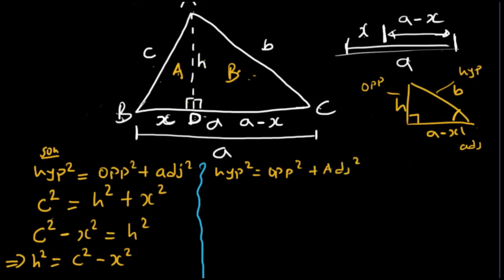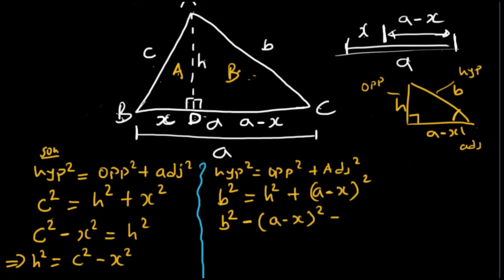I will be having hypotenuse squared, that is b squared, equals opposite squared, h squared, plus adjacent squared. Now, this will be (a minus x) squared. Do you understand? So I can make h squared the subject of the formula. So I should be having b squared minus (a minus x) squared equals h squared. Do you understand this? So we have h squared here, we have h squared here.